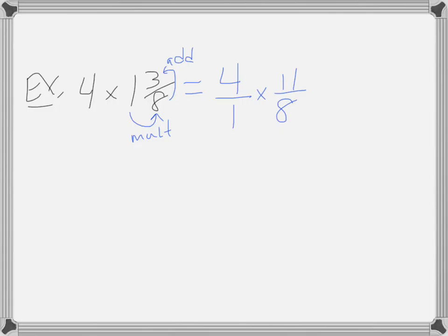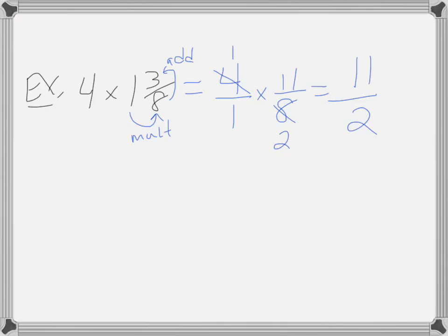Now the problem becomes just like our previous examples. I want to reduce diagonally. The 4 and the 8 both divide by 4. 4 divided by 4 is 1. 8 divided by 4 is 2. Diagonally the other way, 1 and 11. There's nothing bigger than 1 that goes into those. Multiply the tops, 11. Multiply the bottoms, 2.